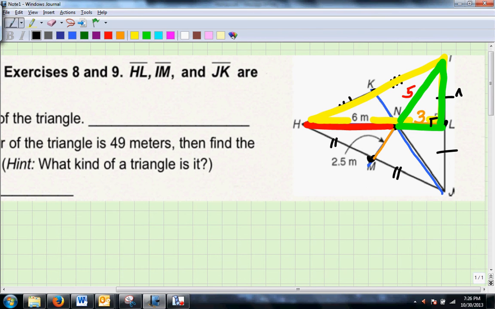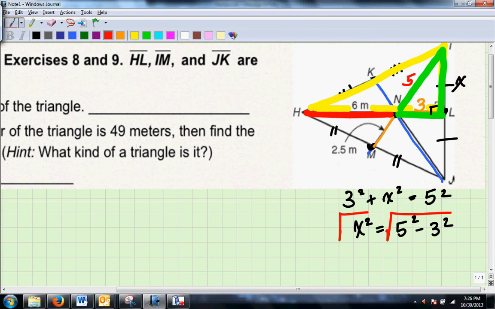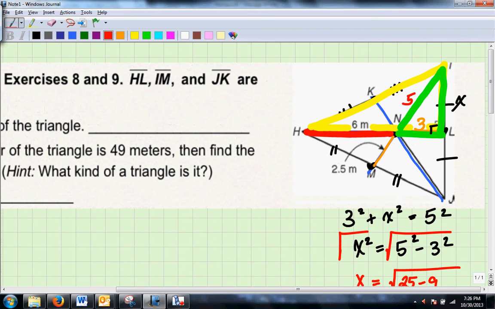There's your right angle. Let's call that x. So we can go 3 squared plus x squared equals 5 squared. x squared equals 5 squared minus 3 squared. To solve for x, we square root both sides. So x is going to equal the square root of 25 minus 9, which ends up being the square root of 16, which of course is 4. So we see here that this is 4.